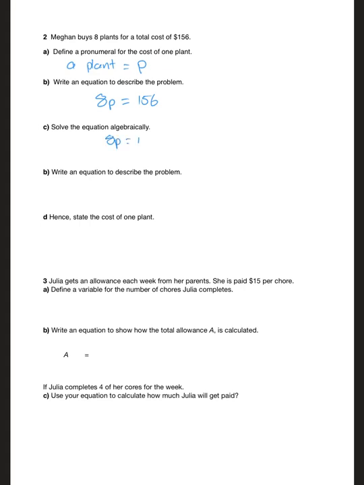8P equals 156. We have to undo the 8P, so we're going to have 8P equals 156 and divide both sides by 8, which of course is going to make P being equal to, use my calculator, 156 divided by 8 is 19.5.